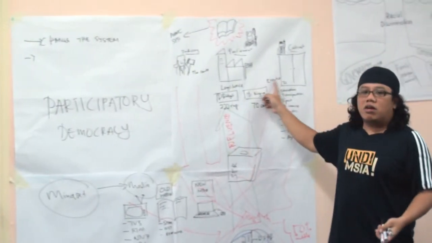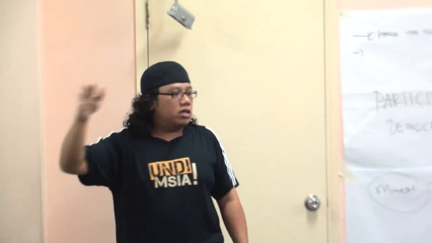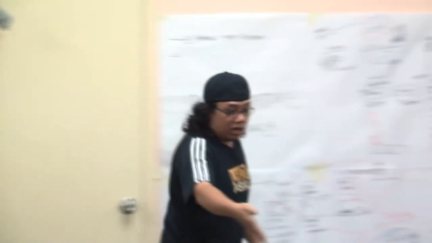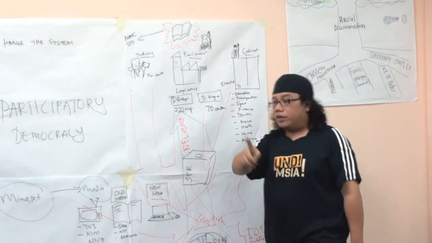So you have 3 branches of government here. Why are the branches of government split? Does anyone know why the branches of government are split apart? Check and balance system. Check and balance, separation of power. Right? Okay, keep that in mind, separation of power.